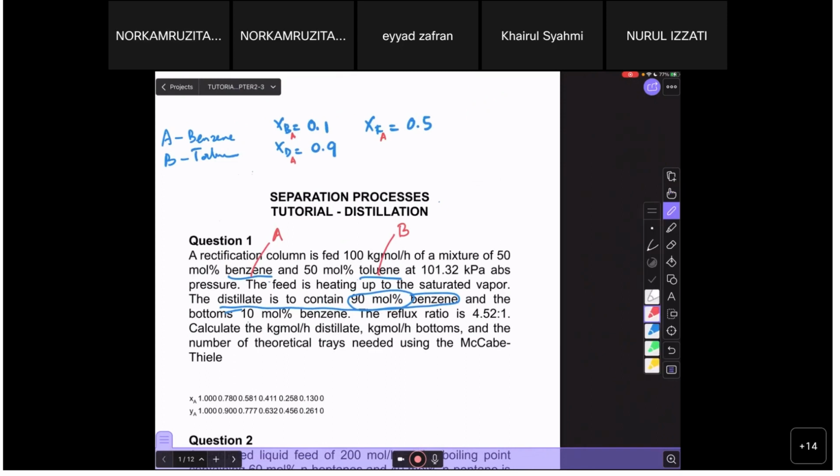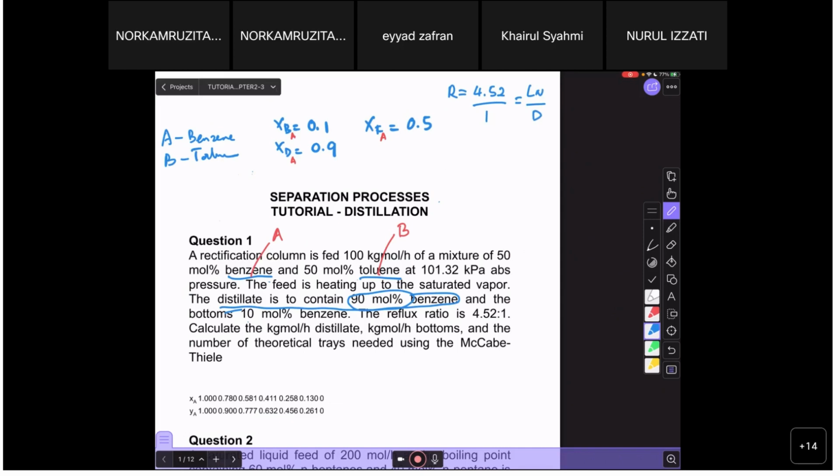For the reflux ratio in this question, you are given R equal to 4.52 over 1, because it's given as Ln over D already. Always rewrite the formula so that you understand what's going on. So this is only a portion. The flow rate of Ln is 4.52 parts out of 5.52.